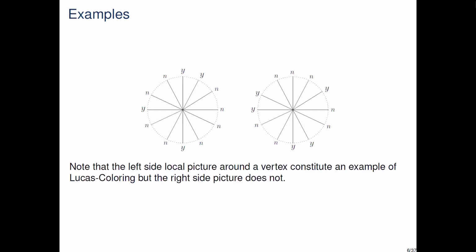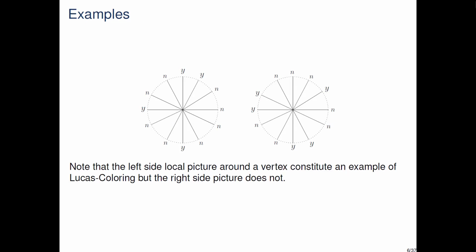Before I give you the definition of the Lucas coloring, let me give you some examples. Essentially, Lucas coloring is an edge coloring. You start with a planar graph. You are coloring each edge by two symbols, y or n, with some stipulation. First of all, Lucas coloring is a local property. It should be a property that is defined on each vertex, and we'll come to the definition in a minute.